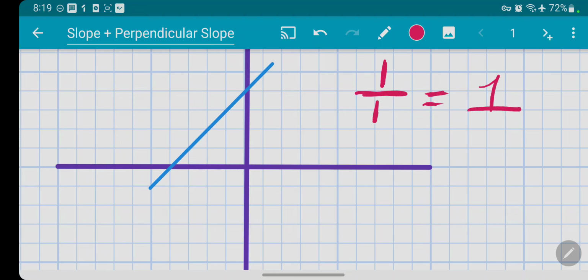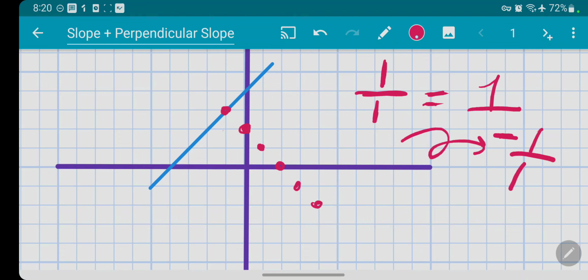Okay, but how do we do the opposite reciprocal perpendicular slope? We got to flip it over. But wait, it's just 1 over 1 again, but now it's negative. So when a slope is 1, the perpendicular slope is also 1, but negative 1. So down 1, forward 1, down 1, forward 1.